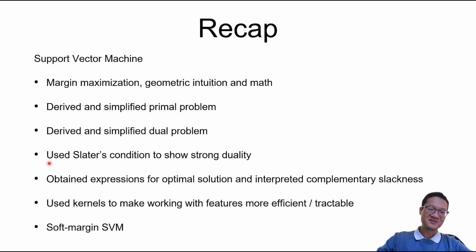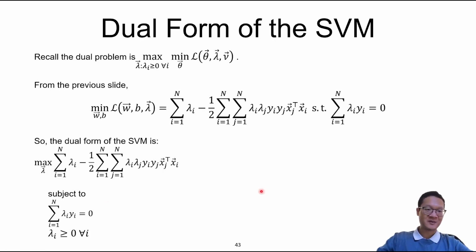Next, we used Slater's condition to show strong duality. And this basically means that when we solve the SVM problem, solving the primal problem is actually equivalent to solving the dual problem. And we analyzed the dual problem a little bit. Starting from solving the dual problem, we obtained lambda star, and then using lambda star, we went back to the primal problem to obtain our w star and b star. So in the end, we were able to solve the SVM problem.